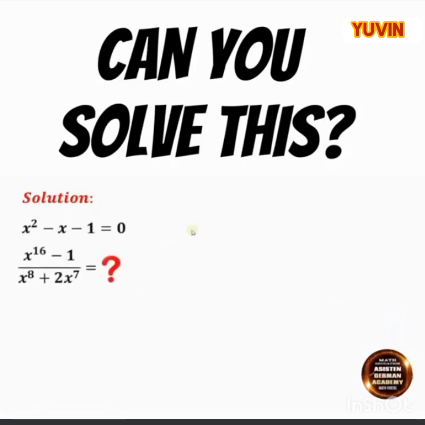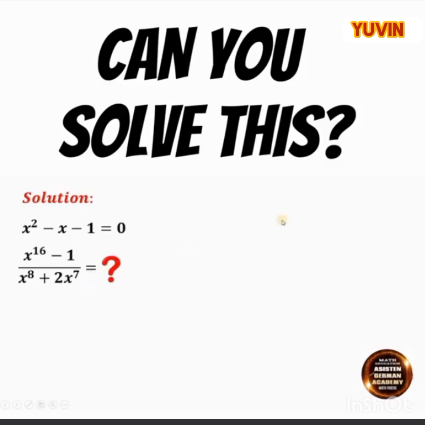And I hope you paused this video. Now let's see if you got the correct answer. We are given an equation x squared minus x minus 1 equals 0. So we will use this given to evaluate this expression: x raised to 16 minus 1 all over x raised to 8 plus 2x raised to 7.